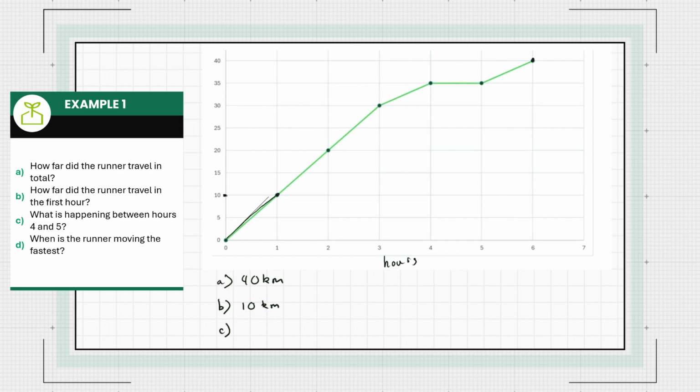Now for C, we have what is happening between the hours of 4 and 5. So these 2 hours here, we're not seeing any increase in the kilometers traveled. So at this particular point, he is stationary and perhaps at rest. So let's just put stationary.